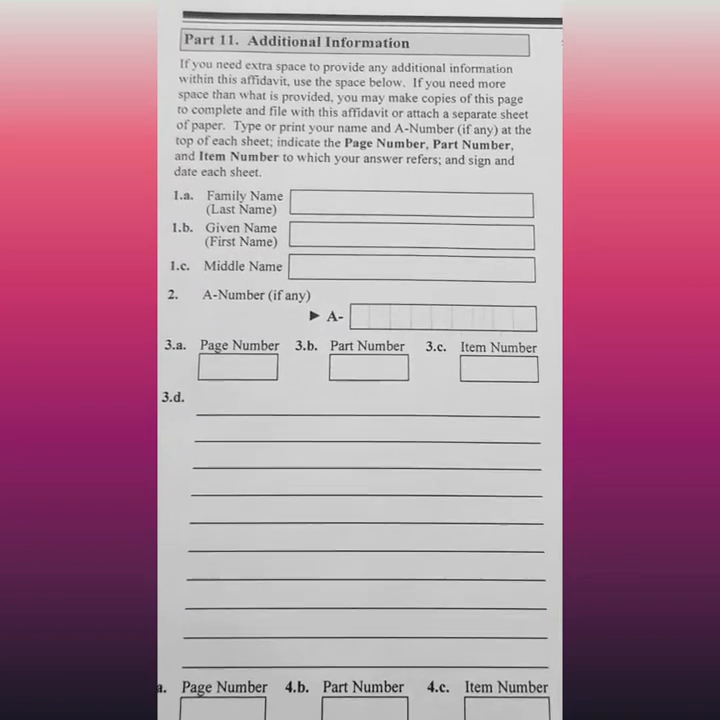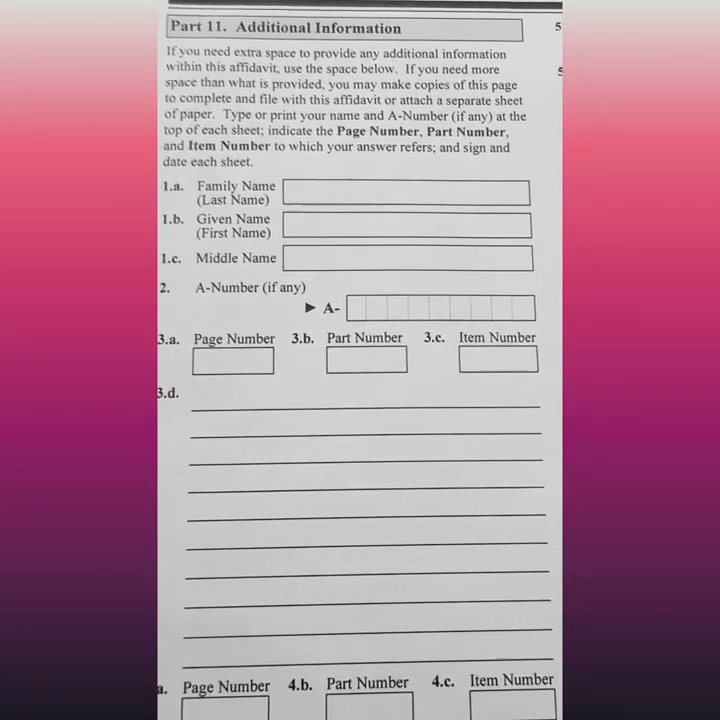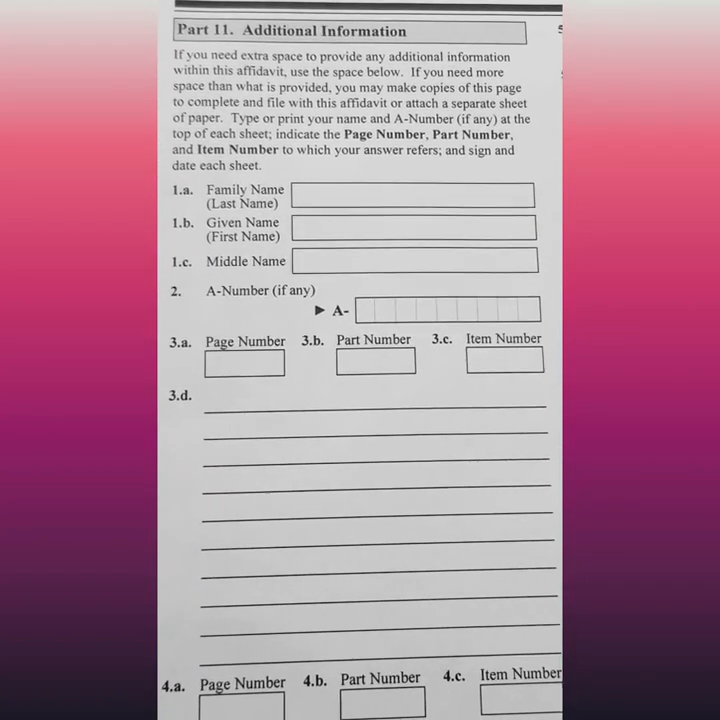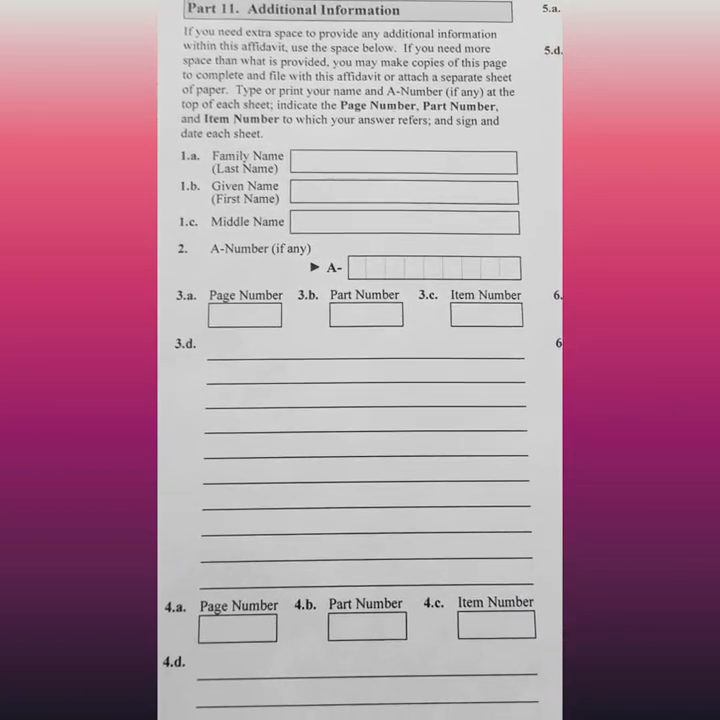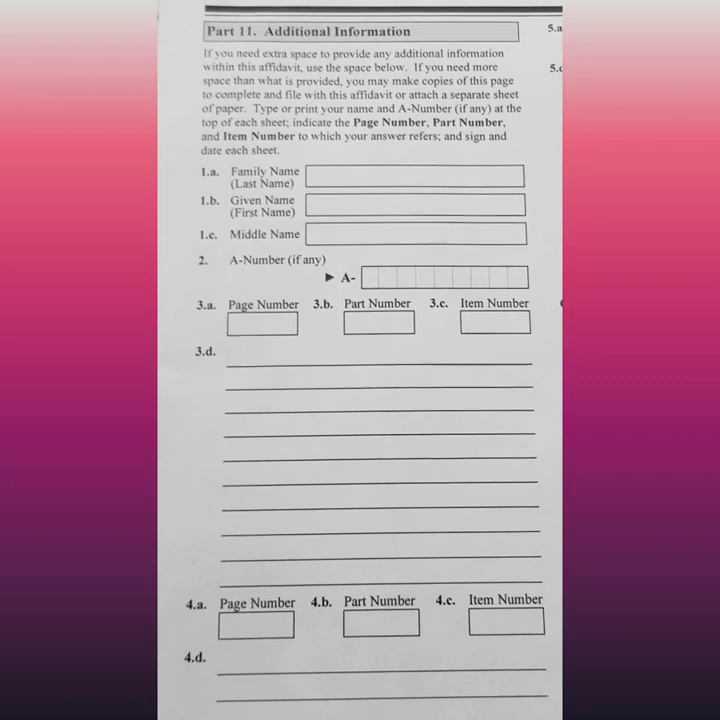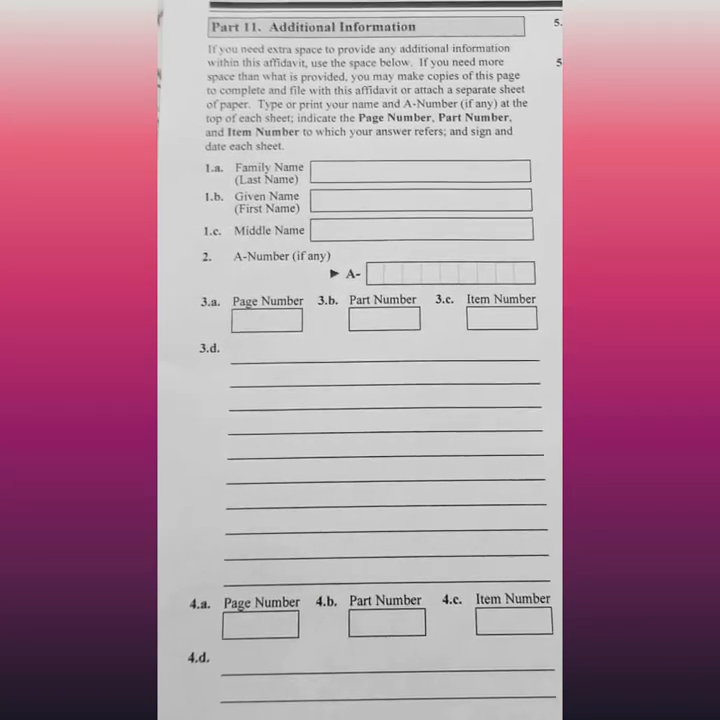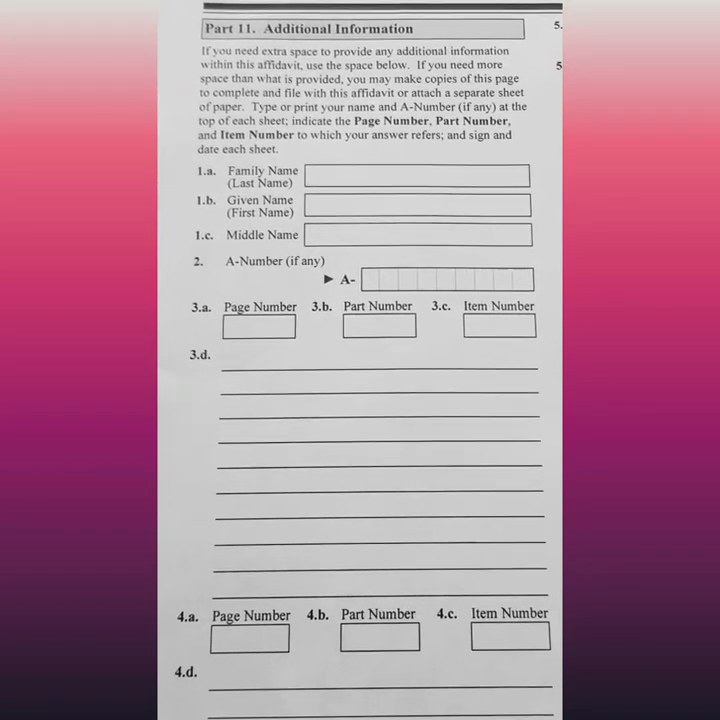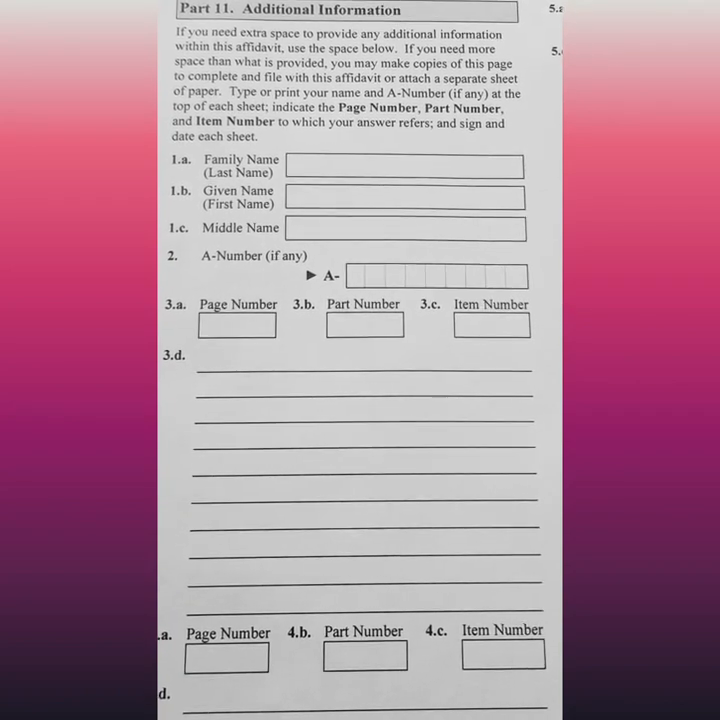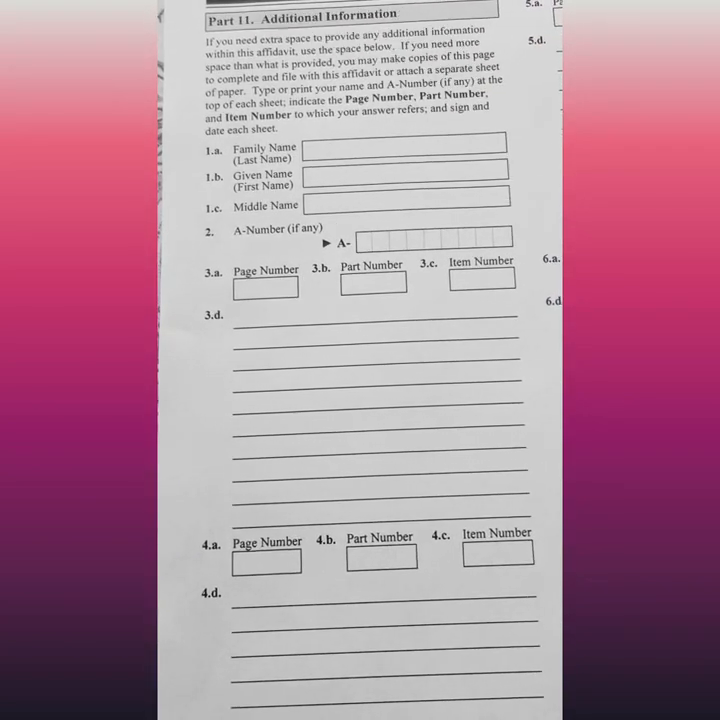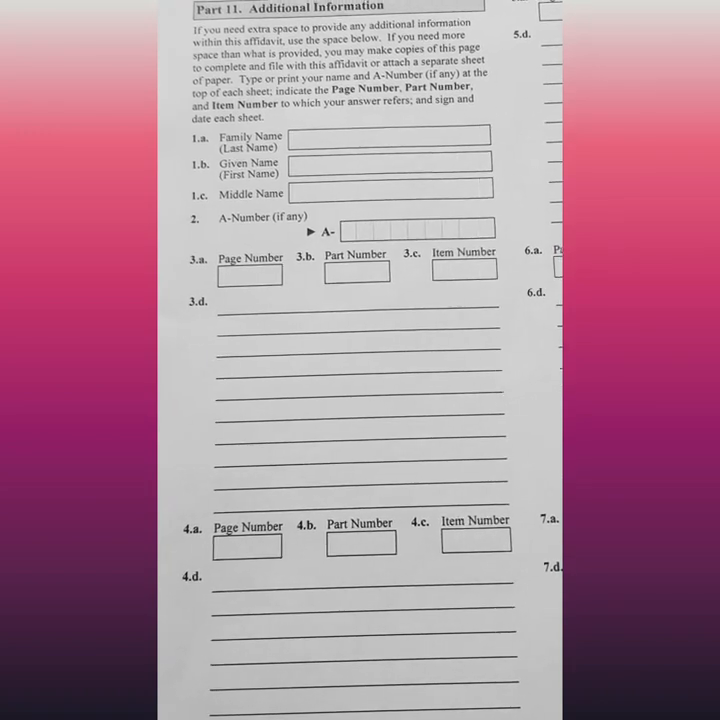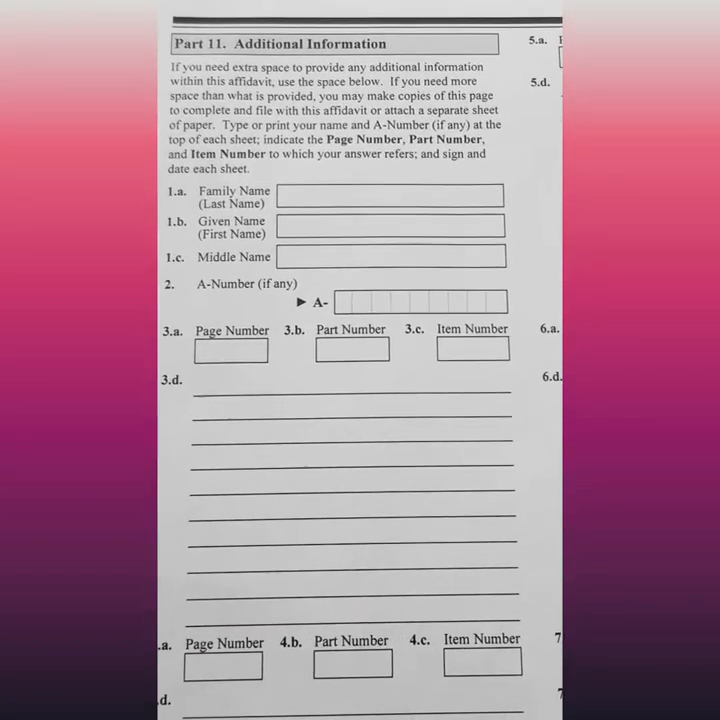So what this is talking about is additional space for those of you that have something else to add, you know, if the space is not enough. So this is the space you're going to use. This is Part 11, talking about the additional space. So in case the space is not enough when filling out the form, you have to use this part to complete what you are filling. And please don't forget to sign and date each page. So guys, this is how it looks. Don't forget to sign on each sheet. You have to print your name and your A-number, if any, at the top of each sheet. So please guys, don't forget that.